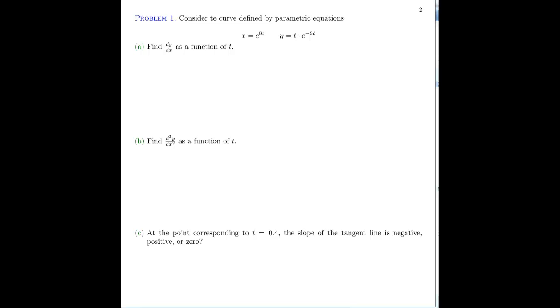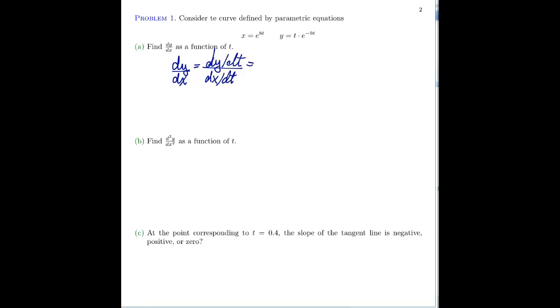Okay, so I'm just going to go over some of the problems from section 10.2 in the WebWorK. In this problem, you're given parametric equations for a curve, and you're supposed to find dy/dx. So we're just going to use our formula for dy/dx, which we know is dy/dt over dx/dt.